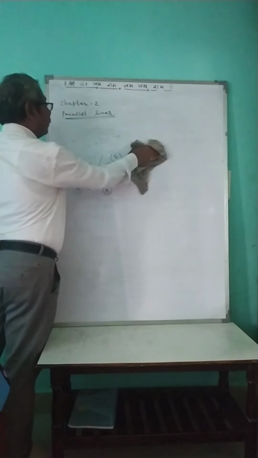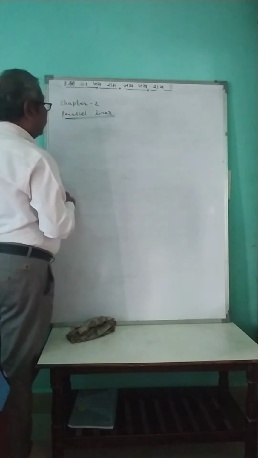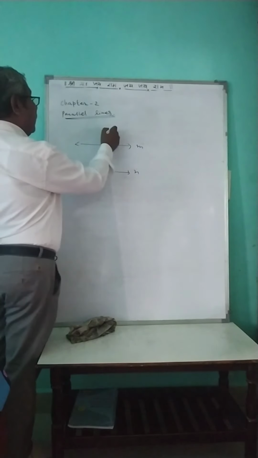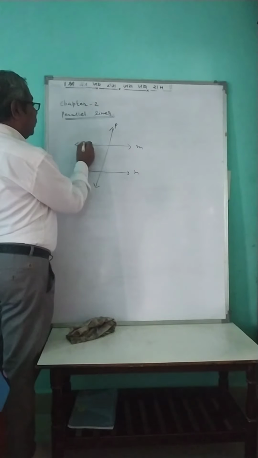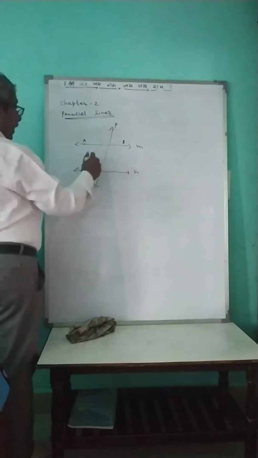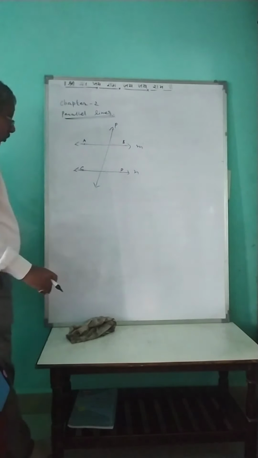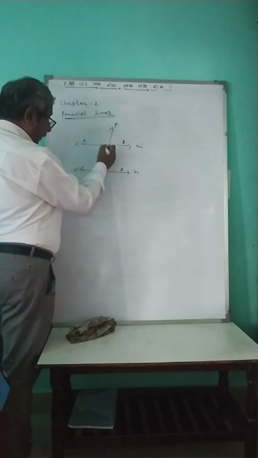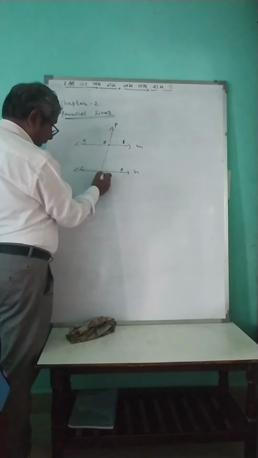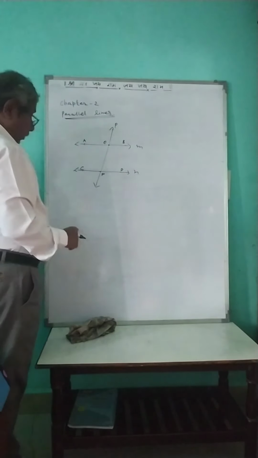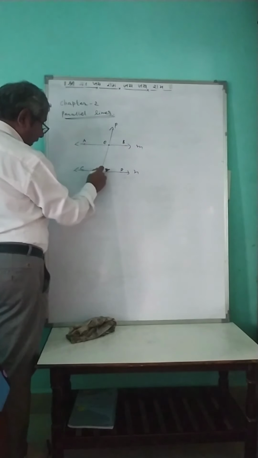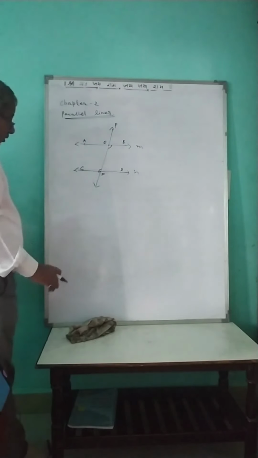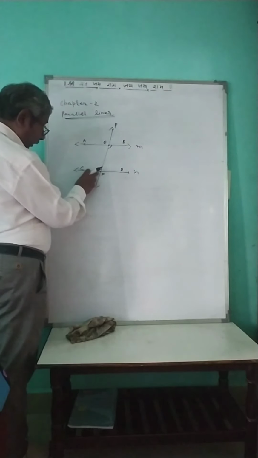Now the second property. Suppose there are two parallel lines M and N, and the transversal is P. Suppose A and B are two points on line M, and C and D are two points on line N, and this transversal P intersects line M at point E and line N at point F. Then this angle BEF is congruent to angle EFC. This is known as the alternate angle.